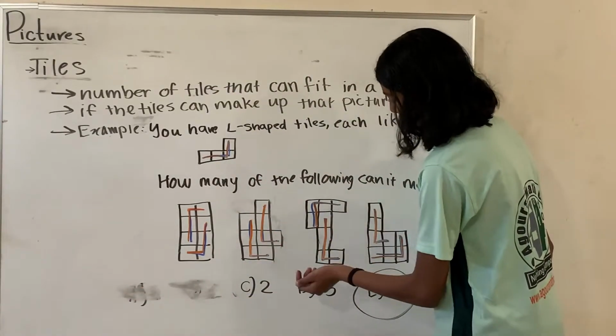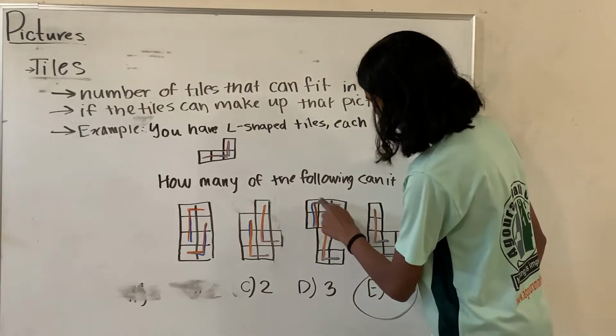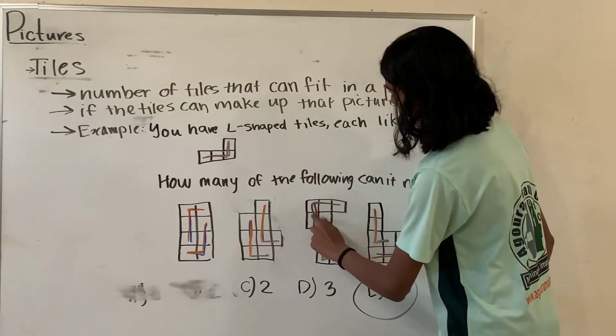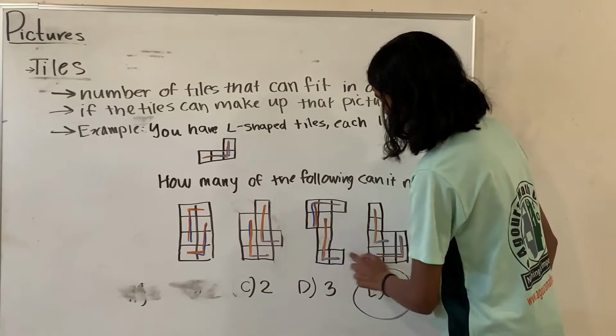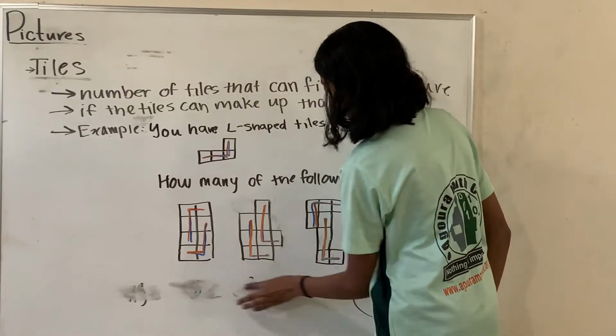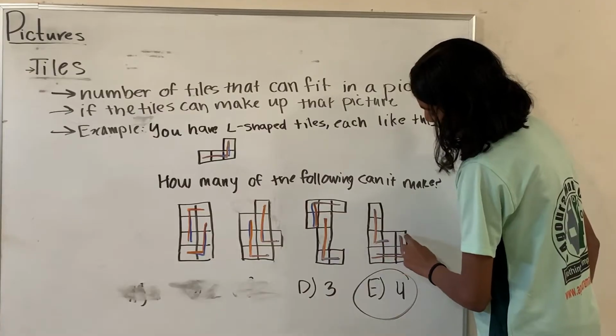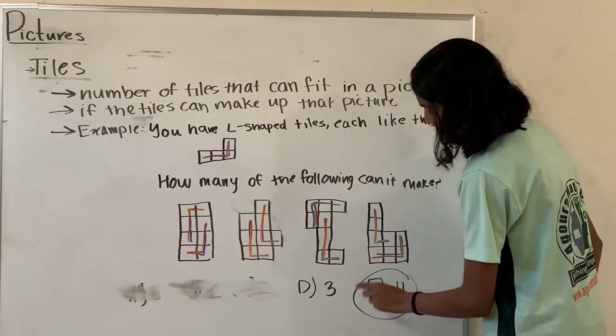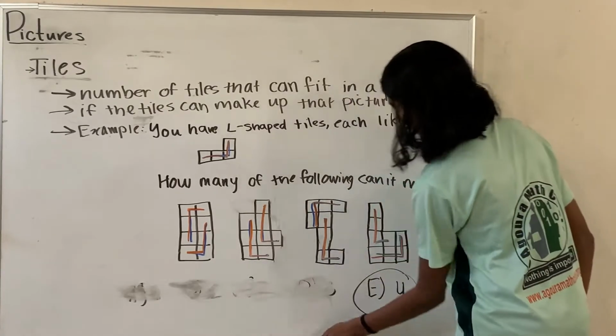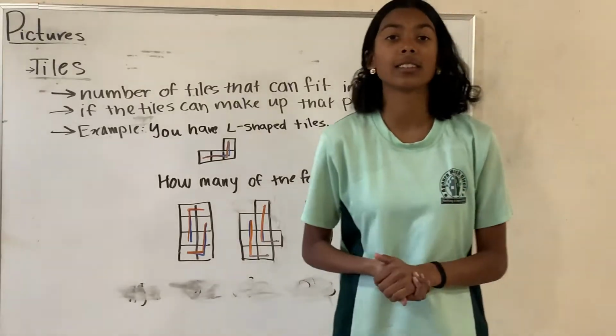For this one, you can get 1 like this on the top and then 1 here. So you can eliminate C because 3 work. And then for this, you have 1 on the top here and then 1 inverted one right here. So you can eliminate D, leaving E as your answer.